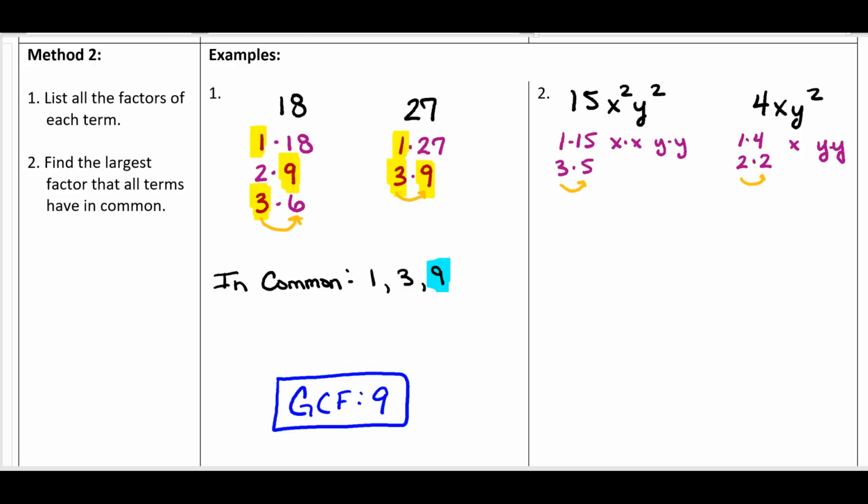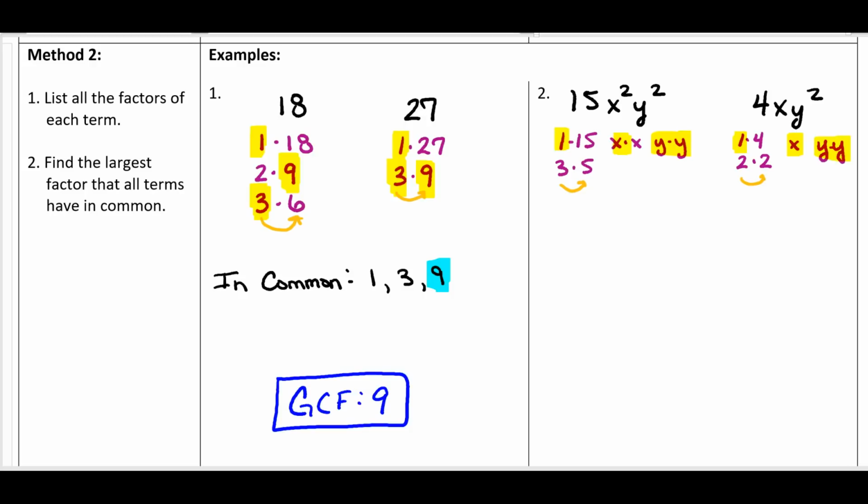So now we need to find the highest factor. So if we look here, the biggest factor they have in common, we have 1 in common, and that's the only thing we have in common. So sometimes 1 is the greatest common factor. But notice we also have an x in common, and we have 2 y's in common. That's the most we have in common.